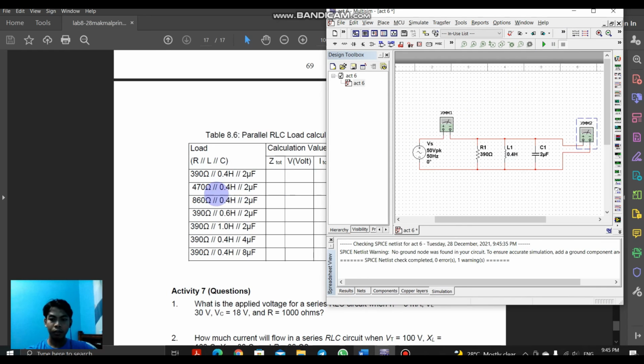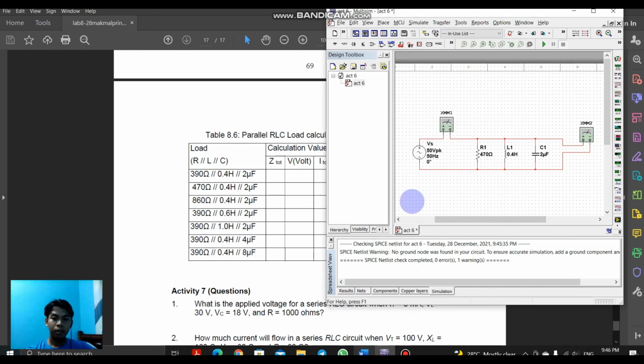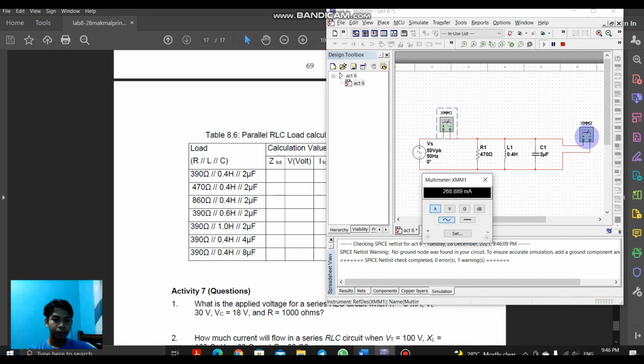Next, we will run the second parameter, which is 470 ohm, and the same inductor and capacitor, 0.4 Henry and 2 microfarad. So we will run the simulation, and here is the result for the second parameter. We can see here that the voltage is the same value, but the current is a little bit different from the previous one.